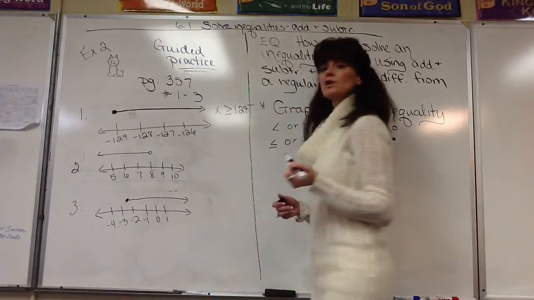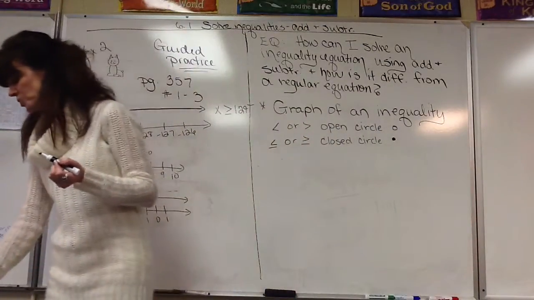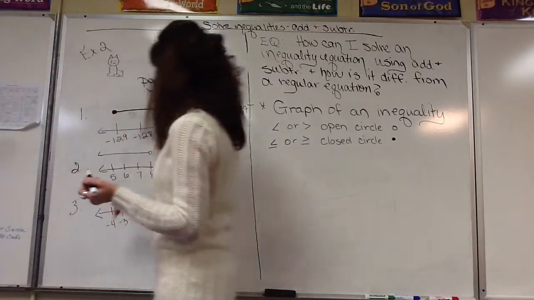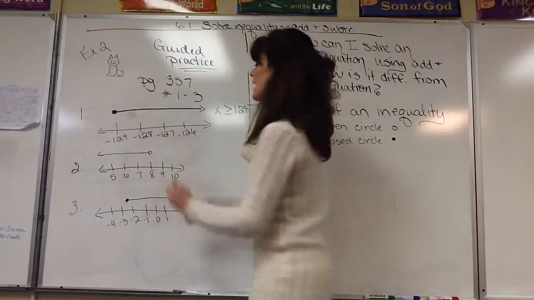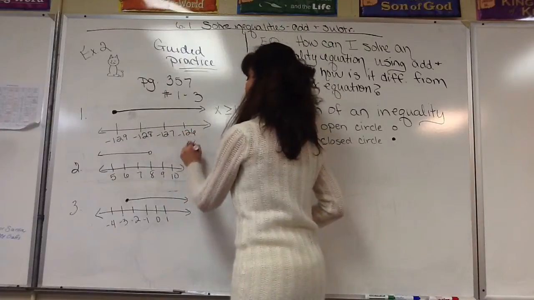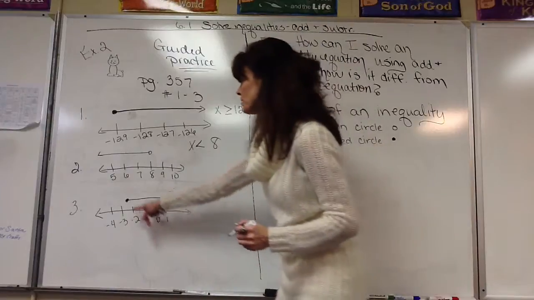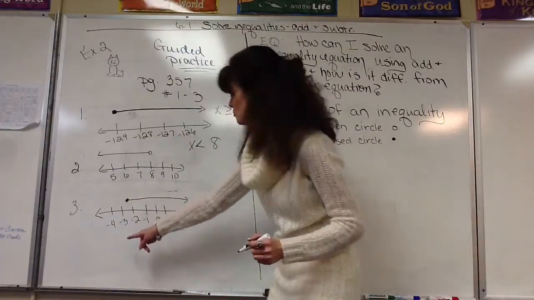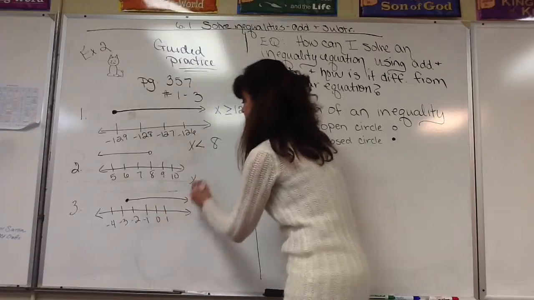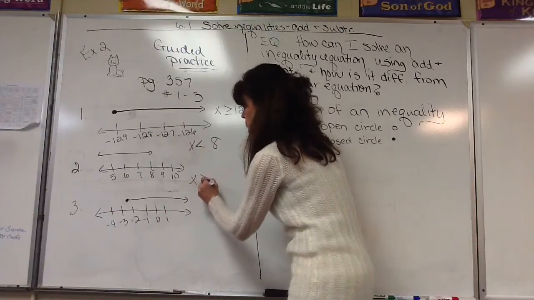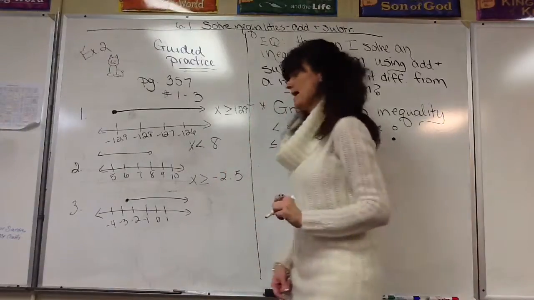Okay, now the next example we have, number 2, we just had to write an inequality represented by the graph. If you notice here, the circle's not filled in, and it's going to the left, so x is just less than 8. And then number 3, we have a filled-in circle. It is between negative 2 and negative 3. Everything's going to the right, so x is greater than or equal to negative 2.5. Okay?